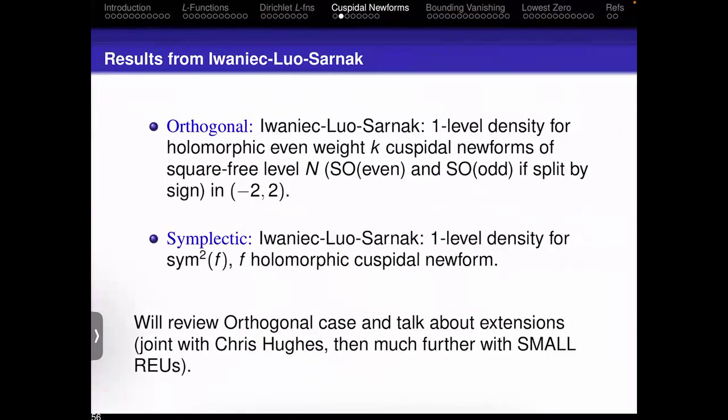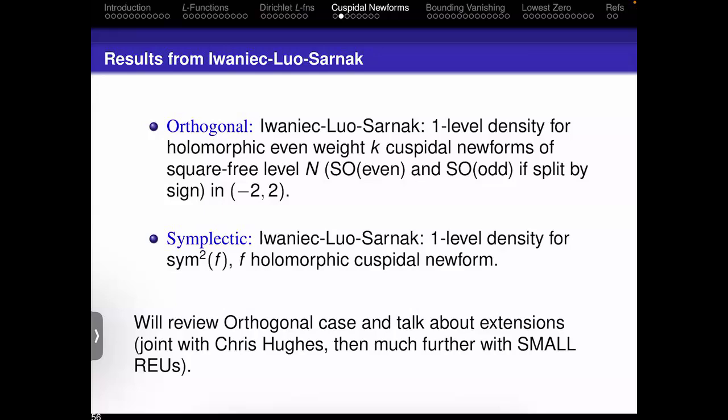So, cuspidal newforms. This is where it's nice to have lots of students who can do long, involved, tedious calculations. The project here took several years and several summers to complete. There are a lot of known results for families of cuspidal newforms. This was one of the first families studied by Katz-Sarnak, and they showed that the density agrees with that of SO(even) or SO(odd) matrices. They only looked at the 1-level density.